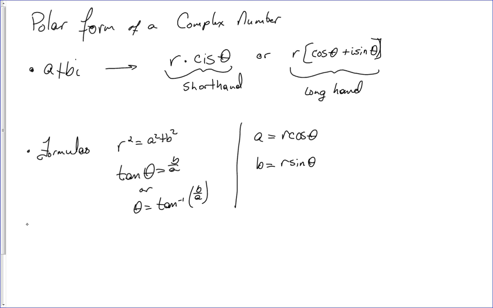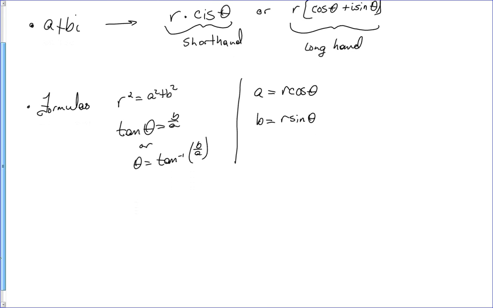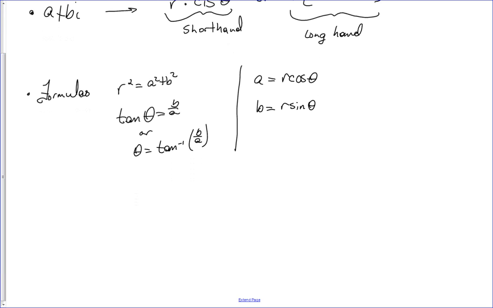So let's look at an example. I'm going to leave this up here for the example. Okay, let's look at an example. Let's see, what do we got? Let's go -3 plus 4i. That's our example. Let's put this into polar format. Remember, that's r cis theta. Okay?